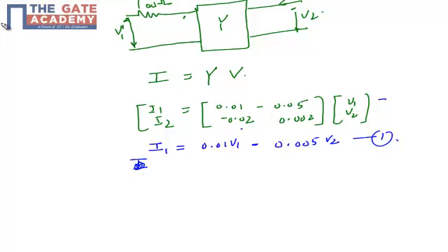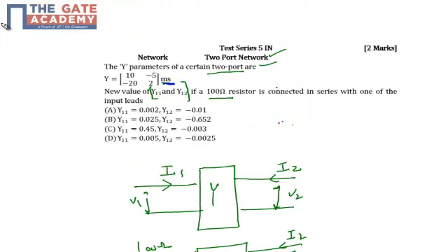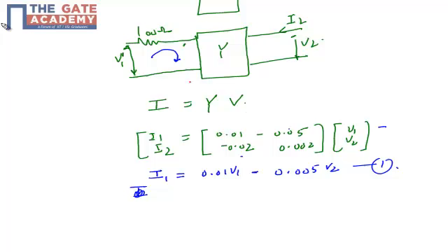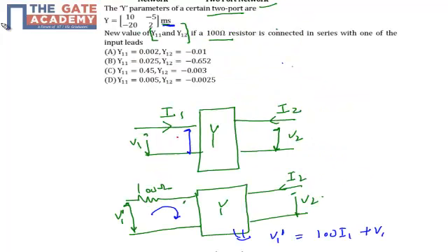Let's look at the input loop of the second circuit. In the second circuit we have a series resistor of 100 ohm connected in the input port. So I can write down my equations for this circuit. My V1 dash will be equal to 100 times I1 plus V1, because this voltage was V1, right? So this voltage is still V1.